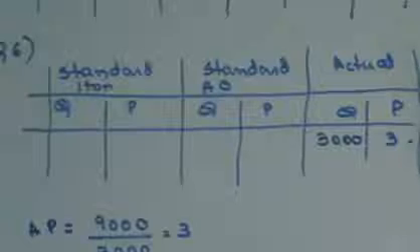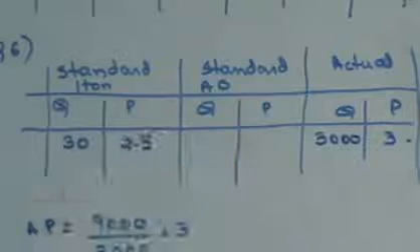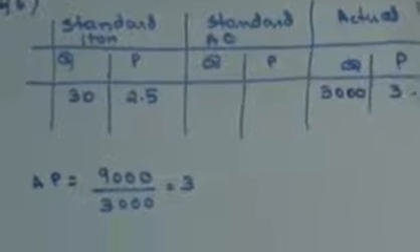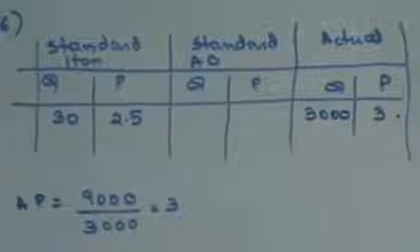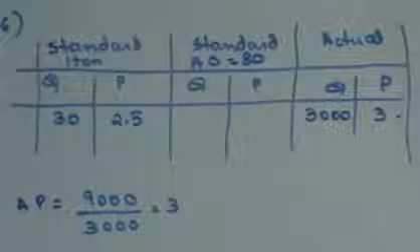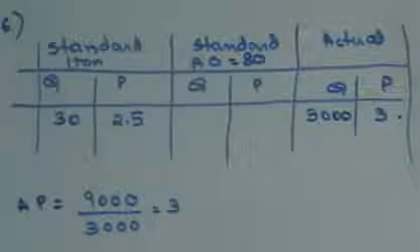Next, standard quantity of material required for 1 ton of output. For 1 ton of output, you require 30 units at the rate of 2.5 per unit. Right? Opening stock of material is 100 units, closing stock of material is 600 units. Output during the year is 80 tons. Okay, now in this particular sum, you have opening and closing stock, right?